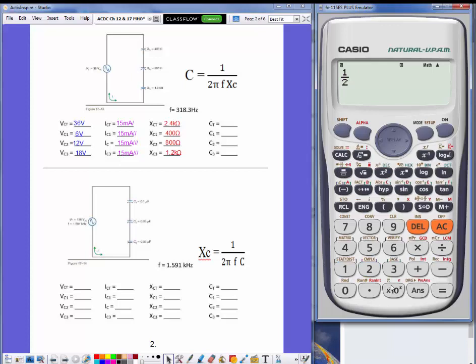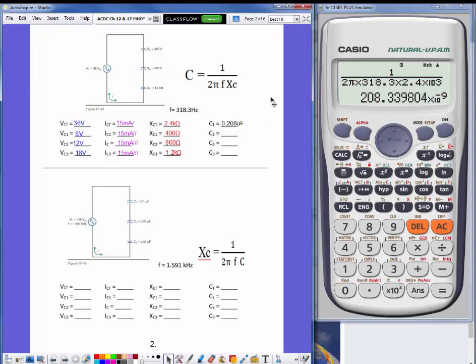Above it you see the pi symbol, times my frequency, which is found right here, 318.3 hertz. Be very careful because sometimes it's kilohertz. You'll see in the next problem it'll be k hertz, so don't forget the k if it's called for. But in this one it's just hertz. Times my total capacitive reactance of 2.4 times 10 to the third, giving me a total capacitance of 208.3. We round up the second number after the decimal place.